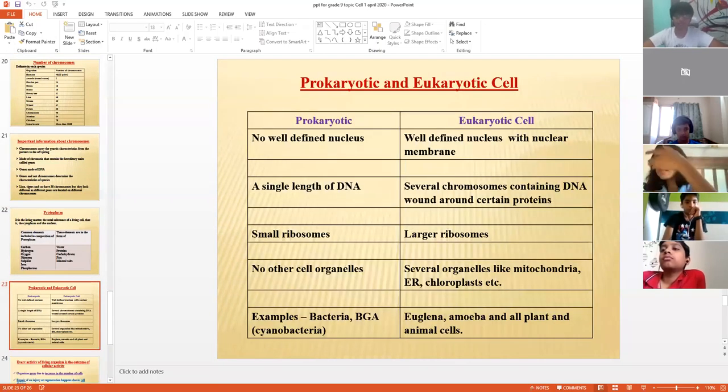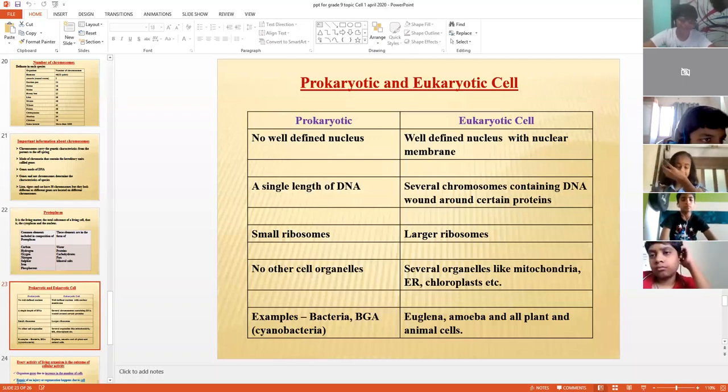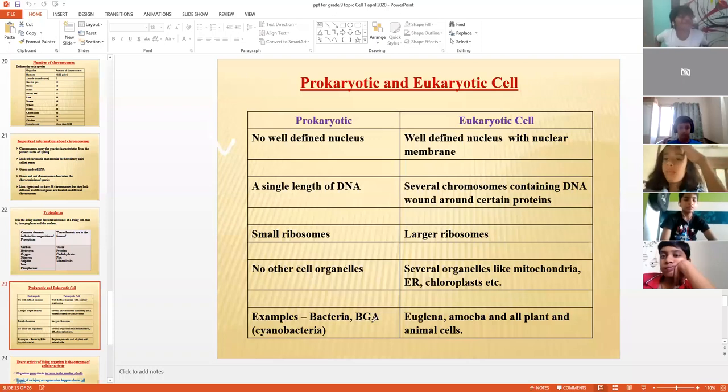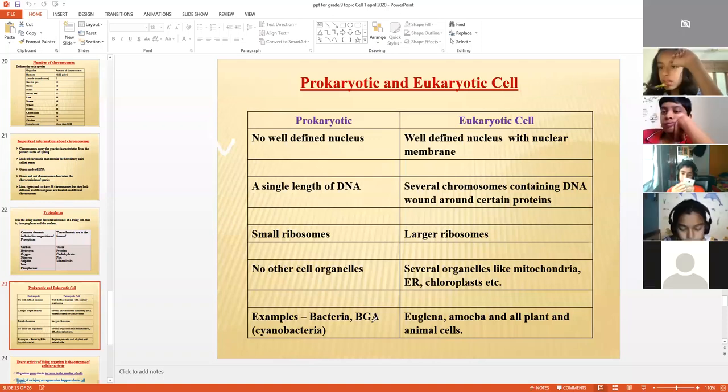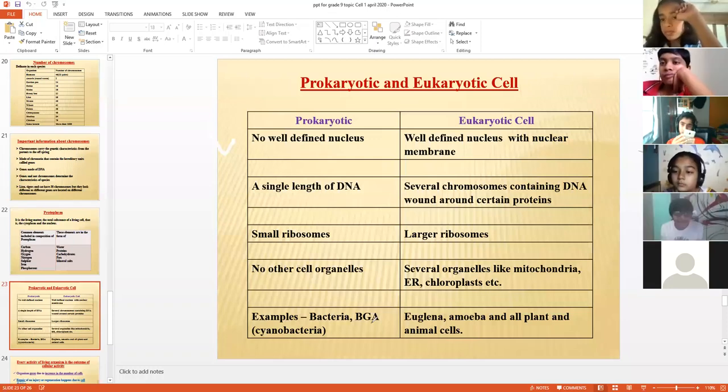Now, there is a concept which is called a prokaryotic cell and a eukaryotic cell. We all know about it, right? Prokaryotes, children, are bacteria and blue-green algae. Why are they prokaryotes? Because they don't have a well-defined nucleus. What do you mean by a well-defined nucleus? When a nucleus has a nuclear membrane, it is well-defined, which is present in a eukaryotic cell. But a prokaryotic cell does not have a nuclear membrane.